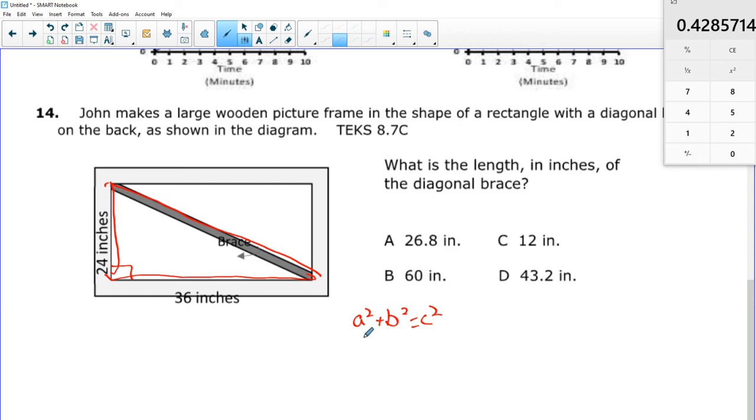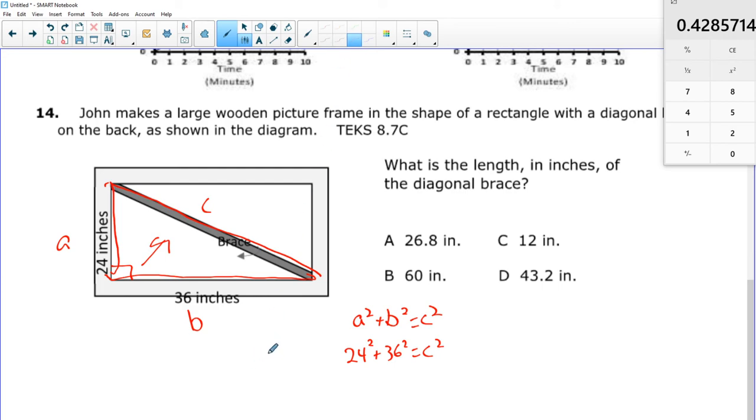Look at you go, 2 for 2. And we said C is always opposite the right angle. So that's what we're solving for. So we can call A 24, we can call B 36. So we've got 24 squared plus 36 squared equals C squared.